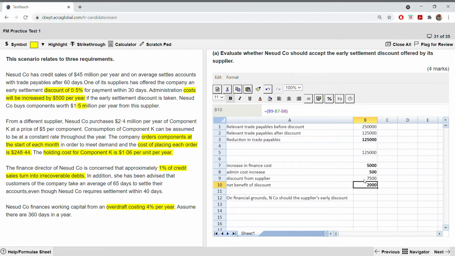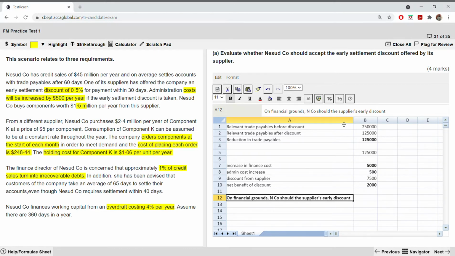I'm sorry, not the net benefit. Half a mark is for this discount from the supplier. How much discount you are receiving? Because definitely if all these are correct, this will be correct. Okay, the net benefit. And another half a mark for writing this. That's why it's very important that you should write after calculation at the end.